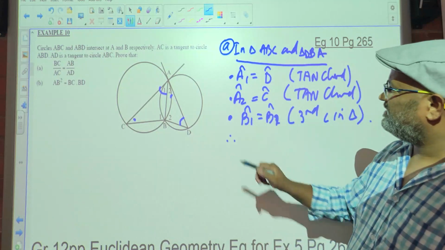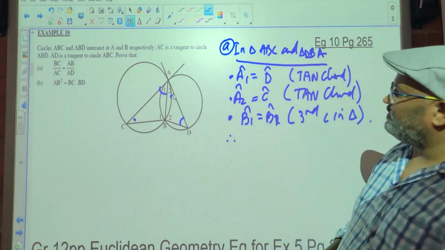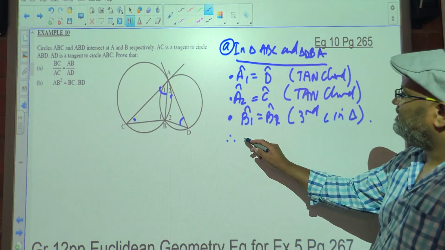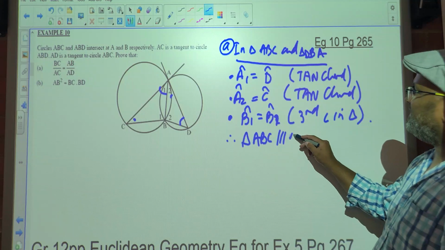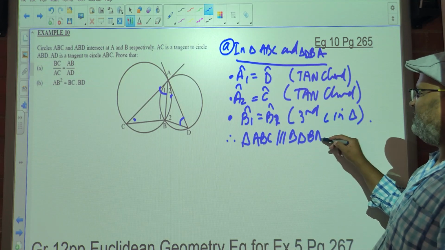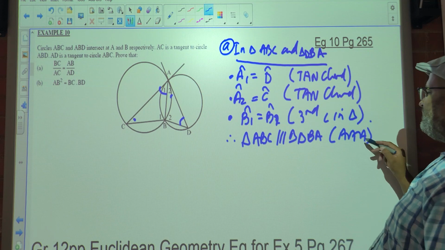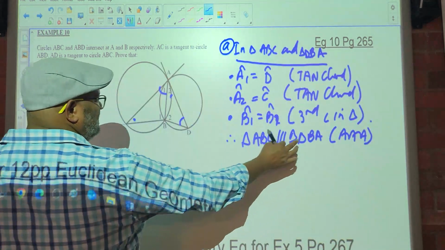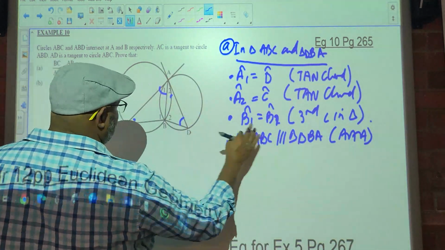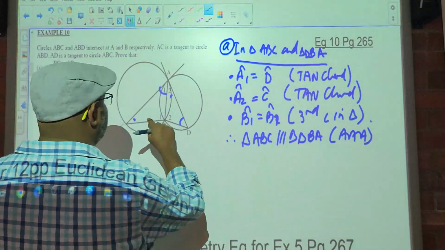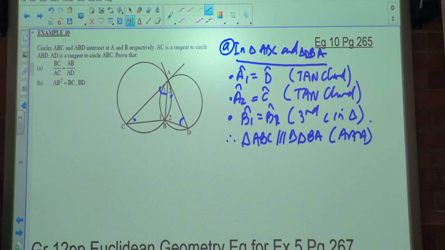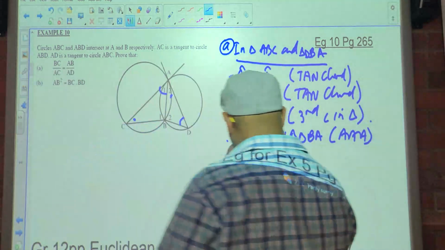So therefore, what can we conclude? Therefore, triangle ABC is similar to triangle DBA. Why? Angle, angle, angle. And of course we can test here. Was A equal to D? Yes. Was B equal to B? Yes. Was C equal to angle A? Yes. You guys see that? Have we answered the question? No, the question was with regard to the ratio, not so. So we can conclude now.